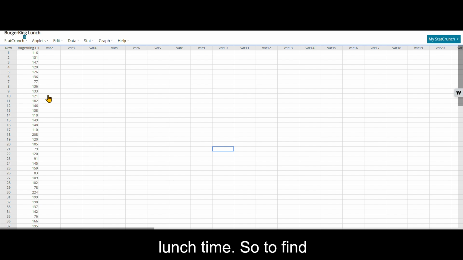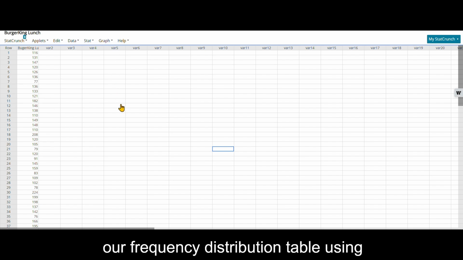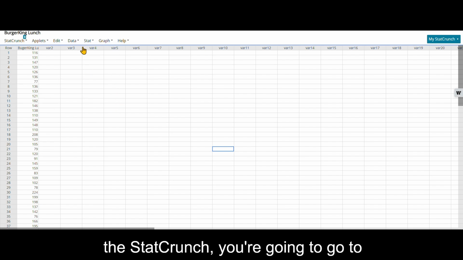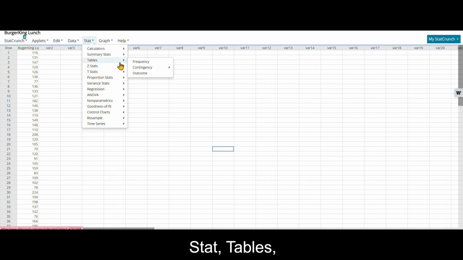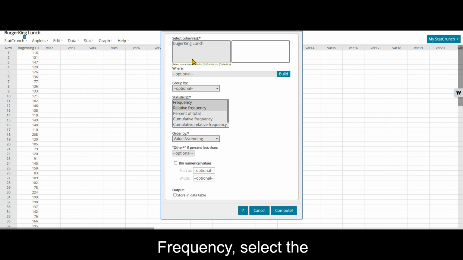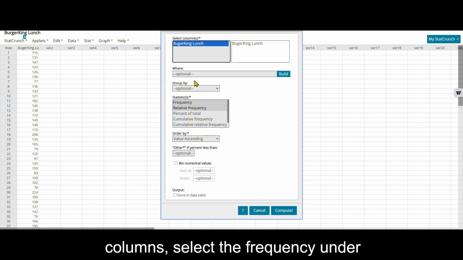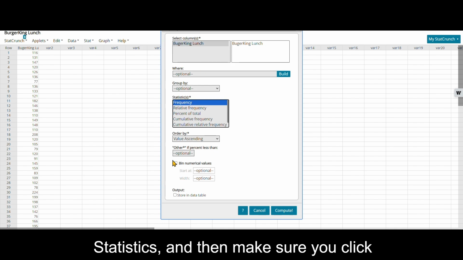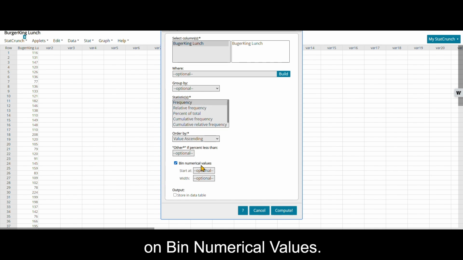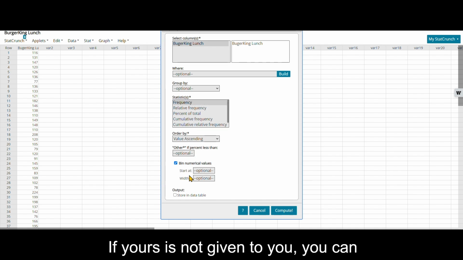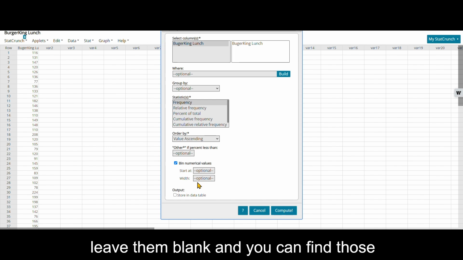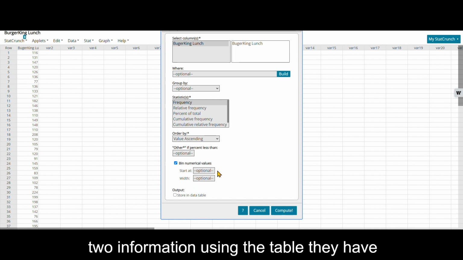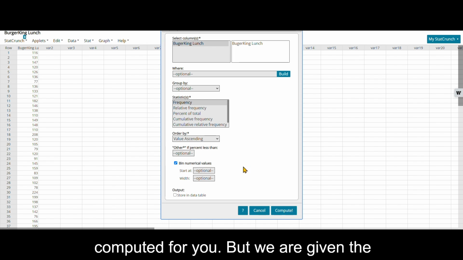To find our frequency distribution table using StatCrunch, you're going to go to Stat, Tables, Frequency, select the columns, select the frequency under Statistics, and then make sure you click on Bin Numerical Values. If yours is not given to you, you can leave them blank and you can find those two pieces of information using the table they have computed for you.